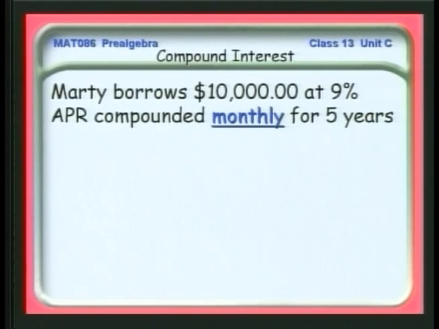Let's try another one. Let's try now that Marty borrows the $10,000 at 9%, but now instead of compounding it yearly, in other words, adding the accrued interest in at the end of each year, Marty is working with some kind of an agency that compounds the interest monthly. Let's see how that's a little bit different.